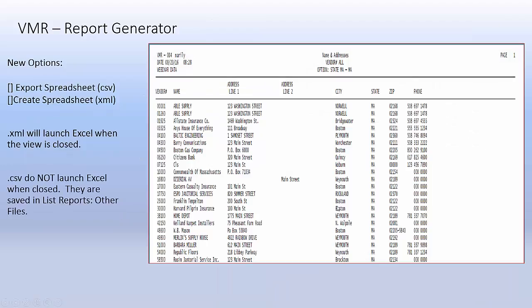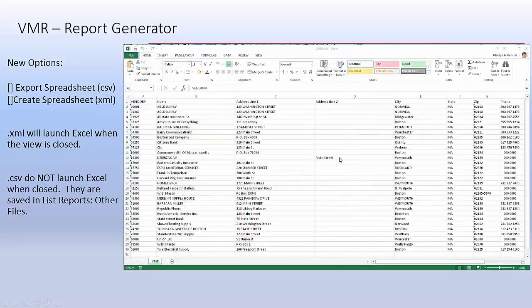So let's take a look at this report. It has my vendor's number, name, addresses, the city, state, zip, and phone. And when I close the report, Excel will automatically launch and everything will be put into each column appropriately. Okay.